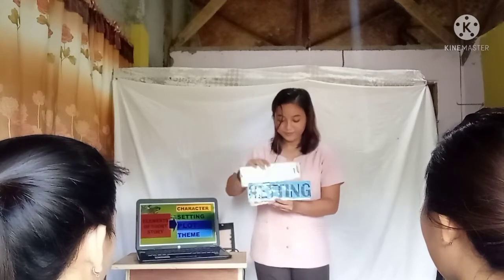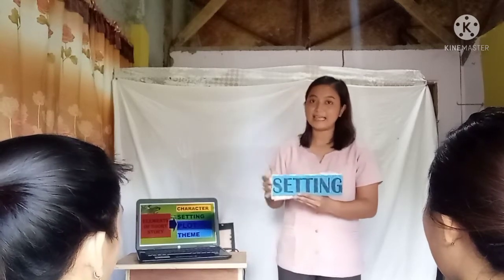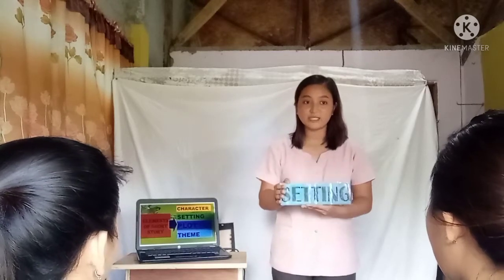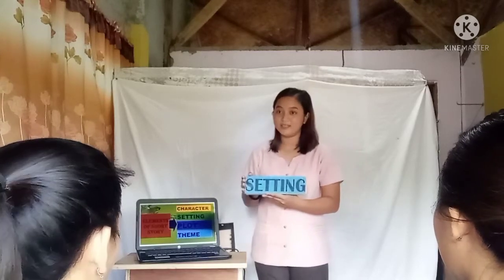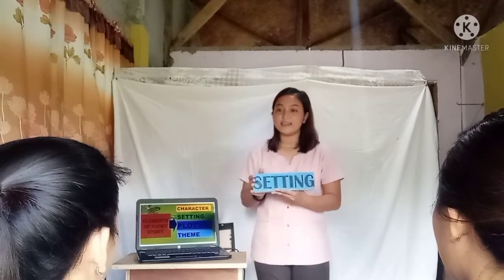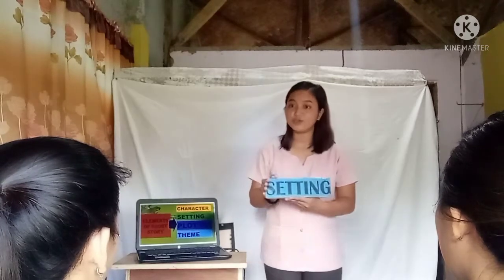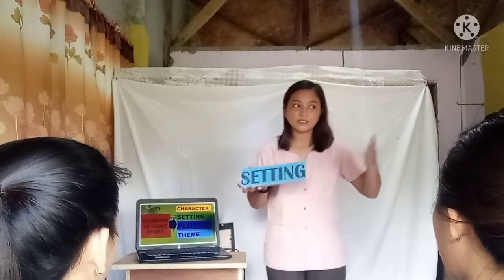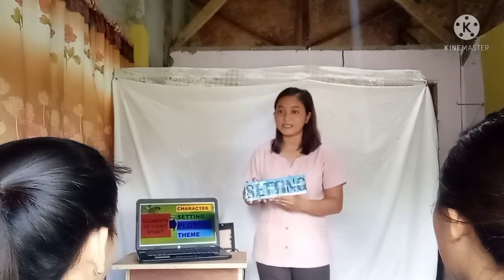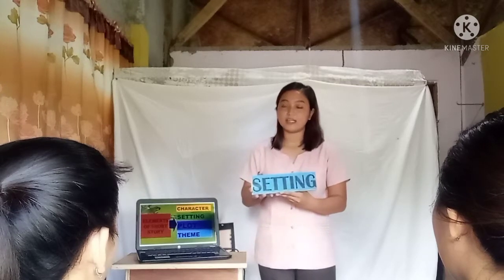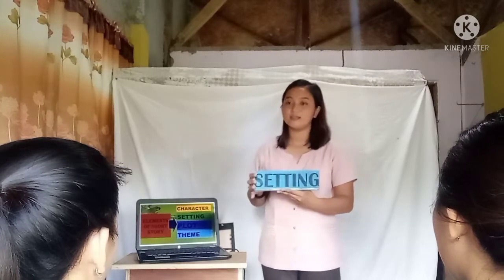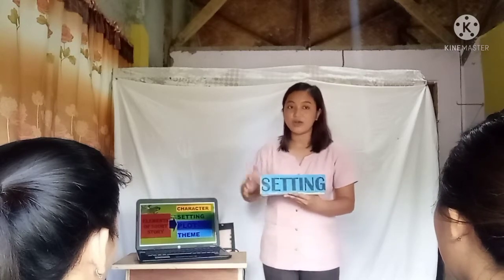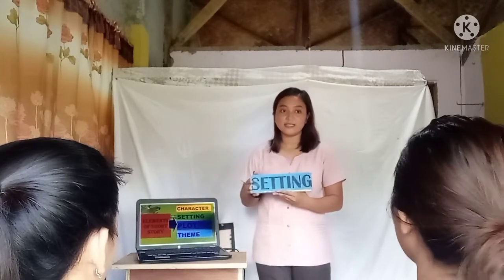Next, we have the setting. In setting, this is the location or the place where the story happened. Aside from that, this is also the time or the mood of the place. Where did the story happen? Where did that certain situation in the story take place? Did it happen inside your house? Did the story happen at the market, at the park, or anywhere? So that is the setting.